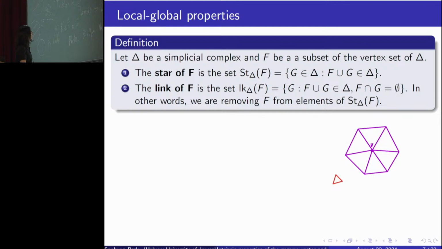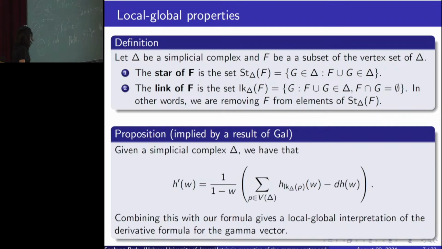The star is this entire thing, and then we have the sad little island there that doesn't belong to either of these. And so if we take a look at the h vectors, the h polynomial or something, it's kind of like a local global difference. So this is a local part, and this is a global thing.